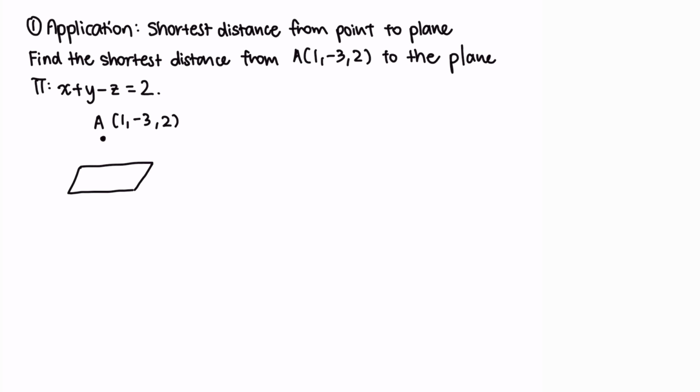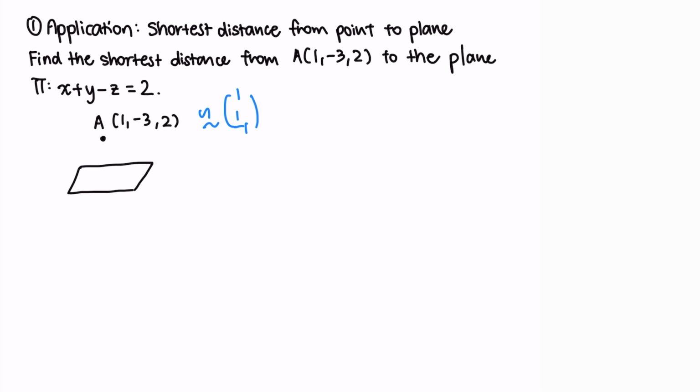Alright, now let's move on to the first application: shortest distance from point to plane. Find the shortest distance from this point over here to this plane over here. So this plane is in the Cartesian form, so we know that the normal vector is just (1, 1, -1).